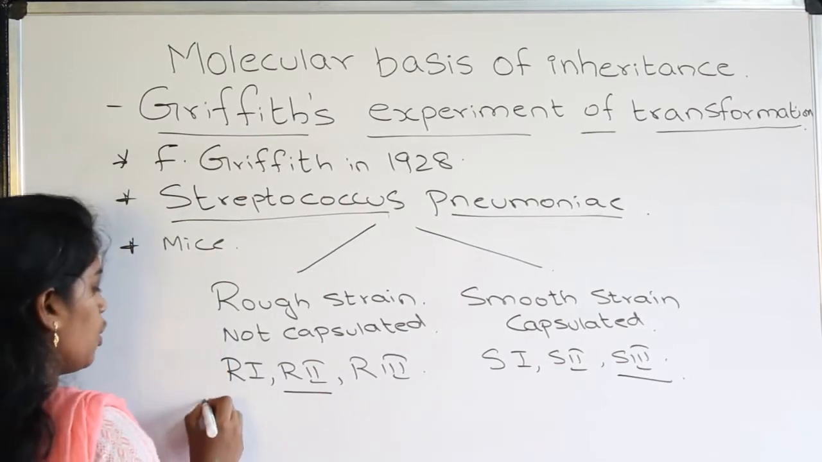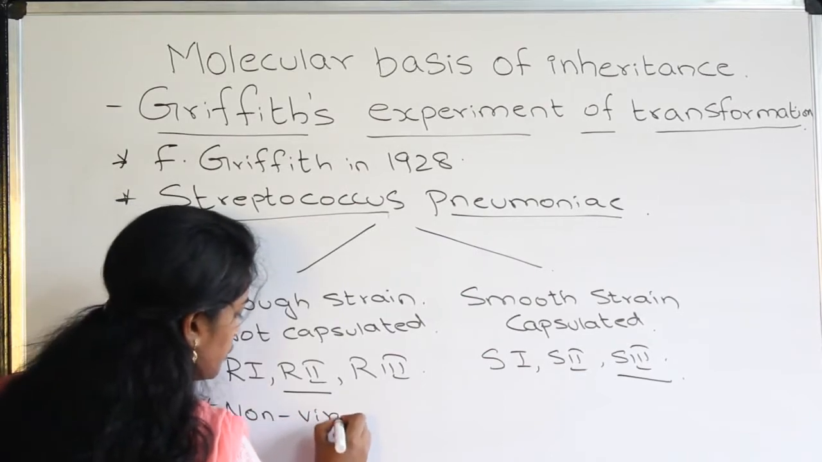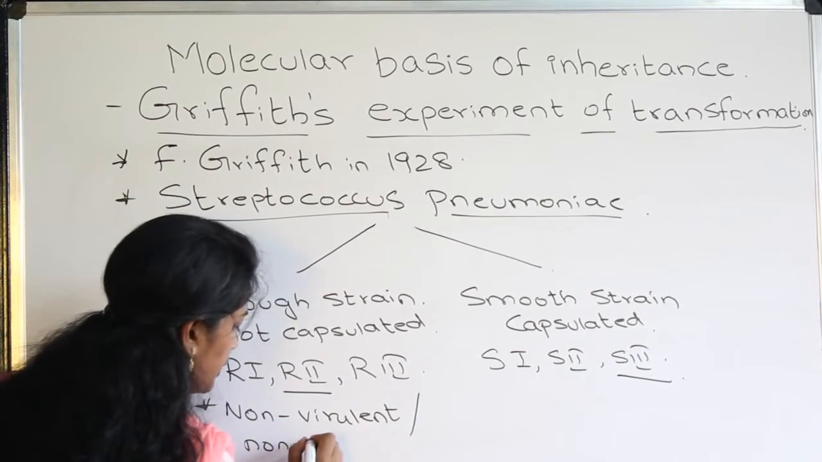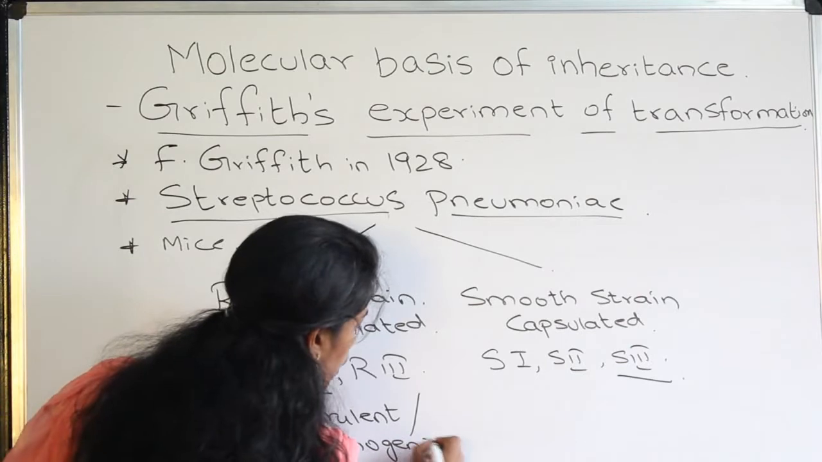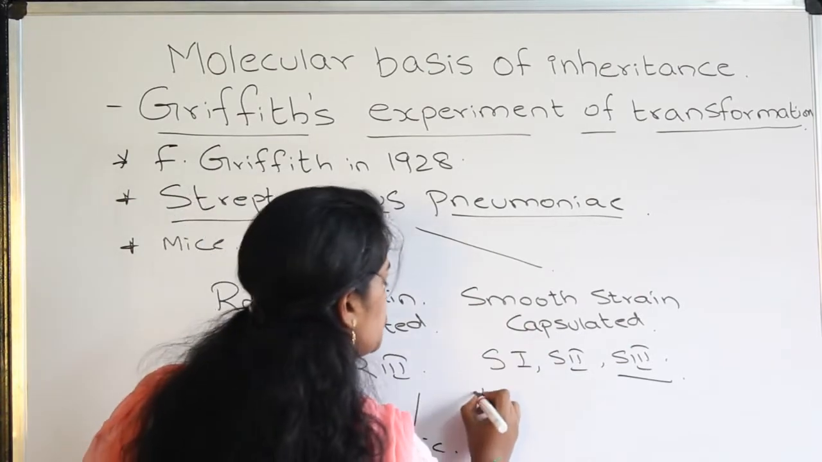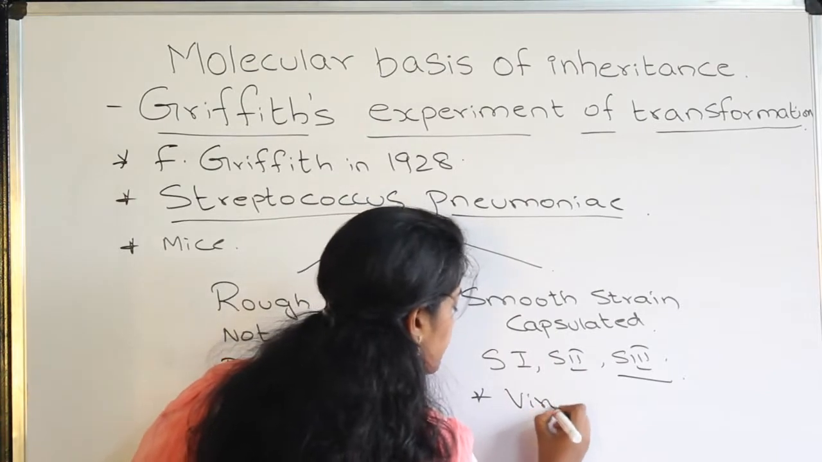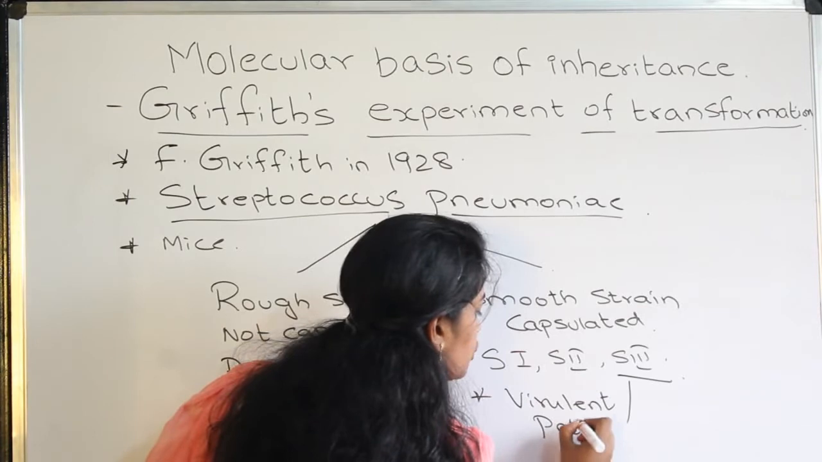The rough strain was non-virulent, that is, it is non-pathogenic. It did not cause any disease. Whereas the smooth strain which he used was virulent, that is, it was pathogenic.